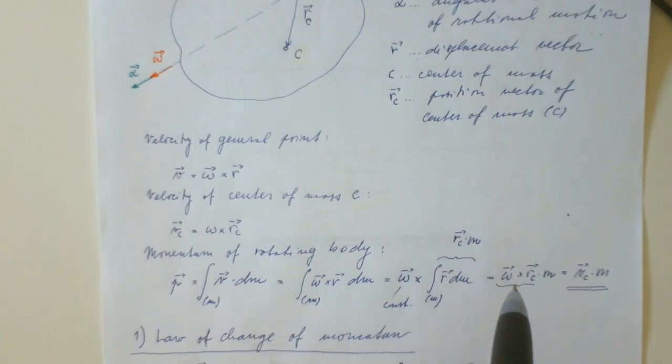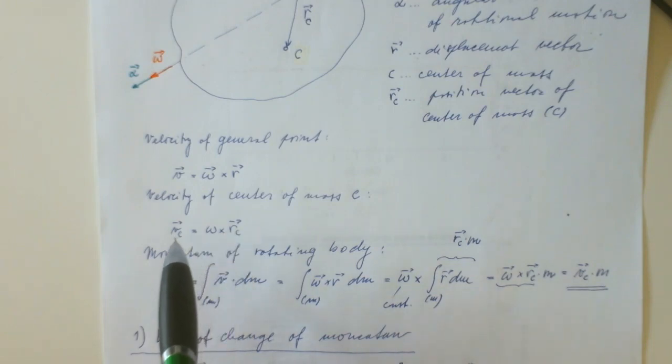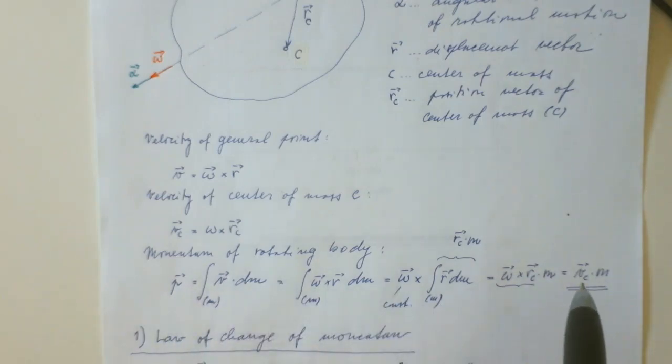so we can substitute this integration by this term here, and omega by rC is, as it was stated here, the velocity of the center of mass. So the momentum of the rotating body p is given by the velocity of the center of mass by the mass.